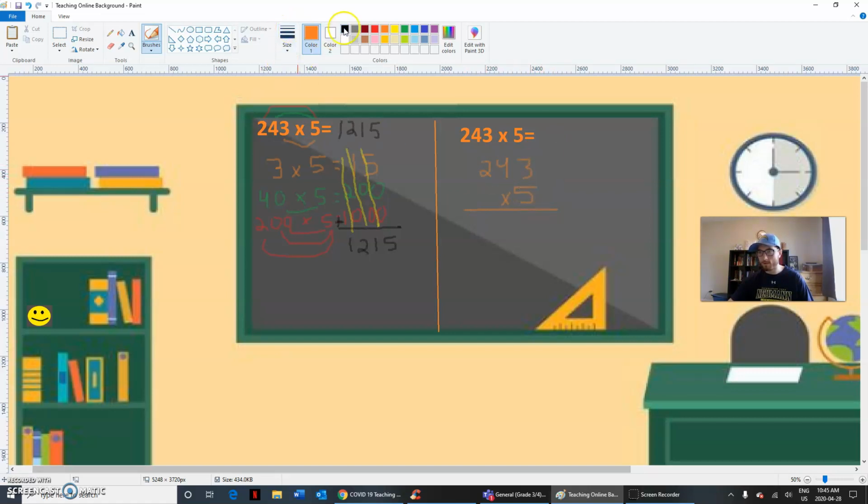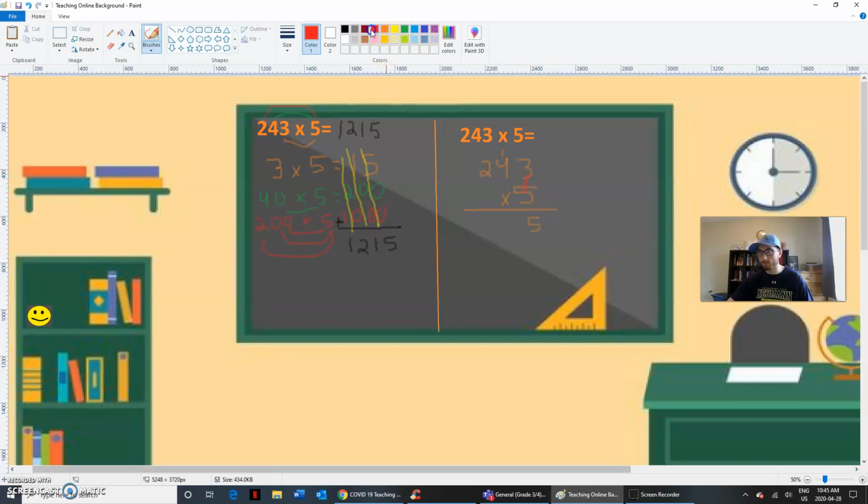So we're going to first go 5 times 3 ones. We're going to go 5 times 3. And 5 times 3 is 15. Now I'm not going to write 15 like this underneath. What I'm actually going to do is I'm going to write the number in the ones place value, which is the 5. And the 1 I'm going to carry over. So 5 times 3 is 15. So I'm going to put the ones place value number, which is the 5 out of the 15, here, and I'm going to carry over the 1.